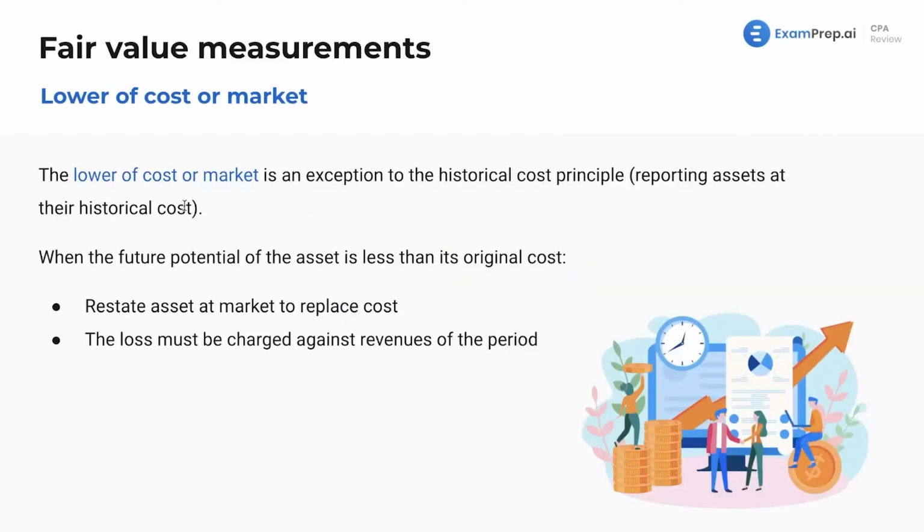All right, so the lower of cost or market is an exception to the historical cost principle. If you remember all the way back from the beginning with our conceptual framework, this was, along with the matching principle, the foundation that we build GAAP, FASB accounting. We report assets at historical cost. However, this is an exception. If the value of the inventory significantly decreases, you need to restate the asset at the market replacement cost. So whenever the value of the asset is less than its original cost, we're going to use the lower of cost or market approach.